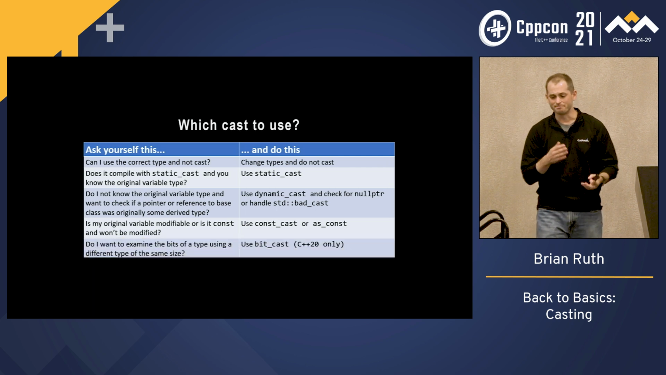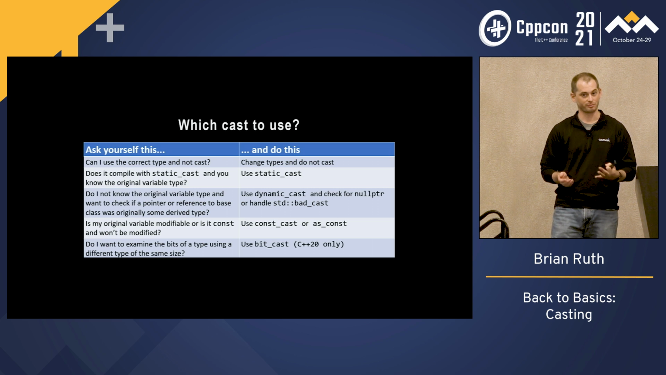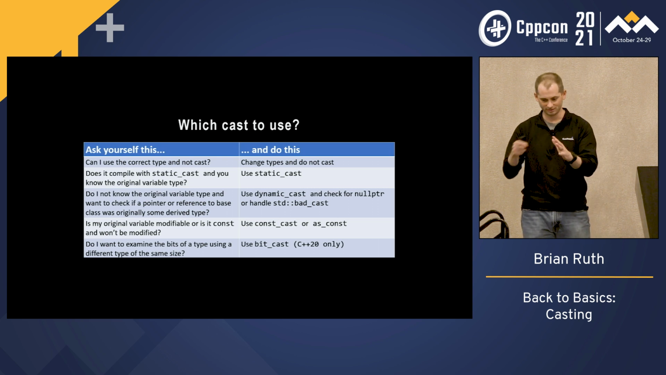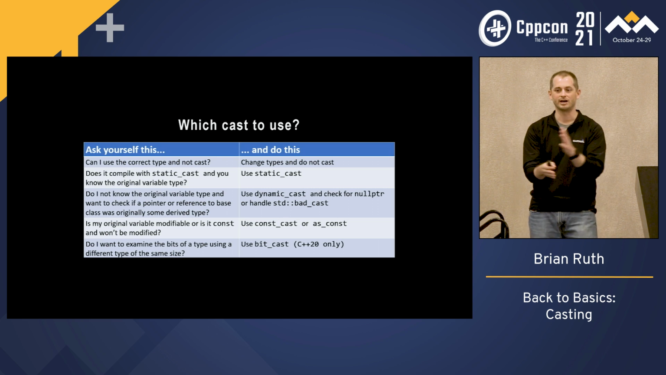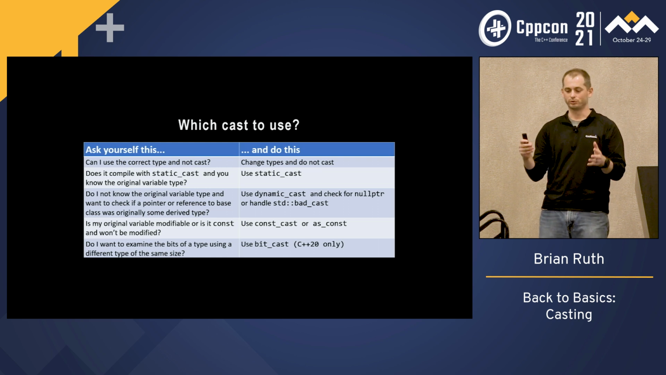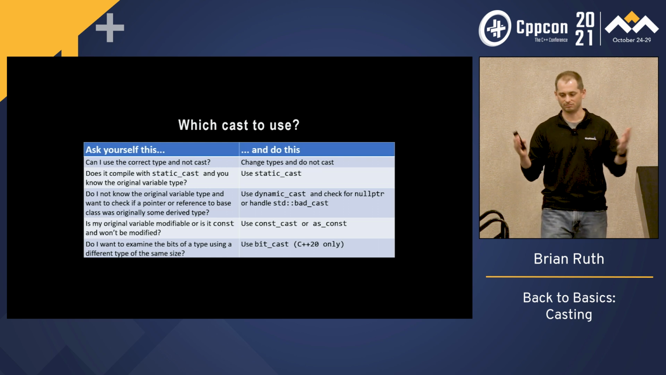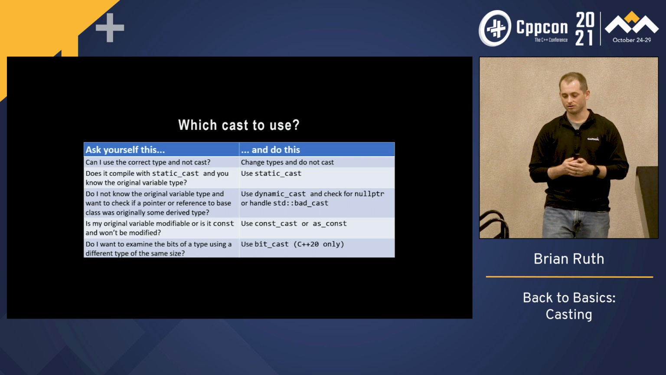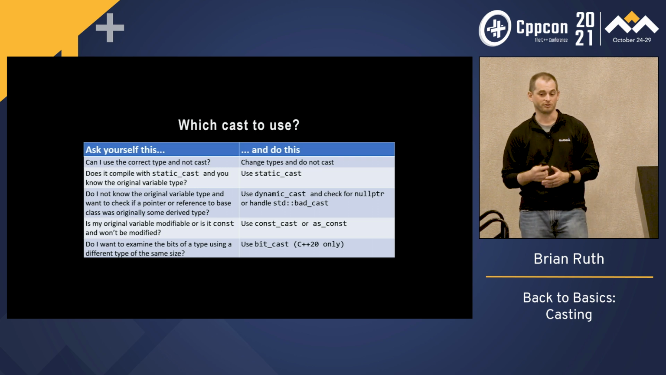Do I want to examine the bits of a type using a different type at the same size? Sometimes you need to kind of look through the bits and see what's going on and move back and forth between different struct types based on what you're currently doing. You can do that using bit_cast for C++20.